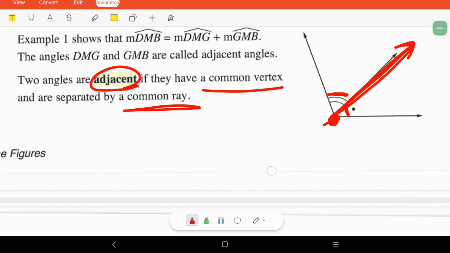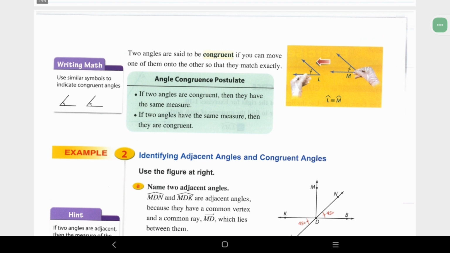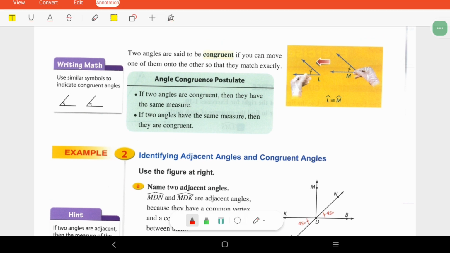Or it's like an open book. Whenever you open a book, there's a paper here, one of the pages of the book, and this will be the common ray, and the edge here of the book will be the vertex, and those two will be the adjacent angles. The last word that we will define for this section is congruent.